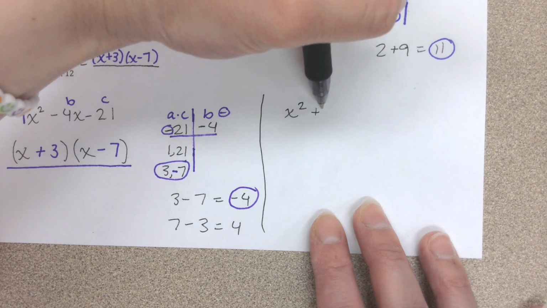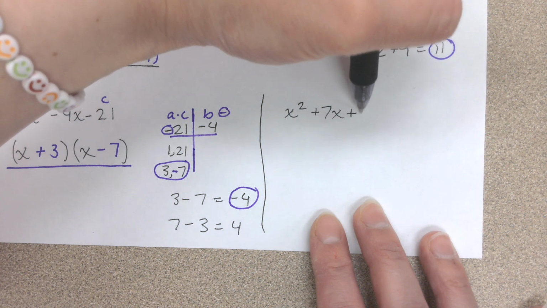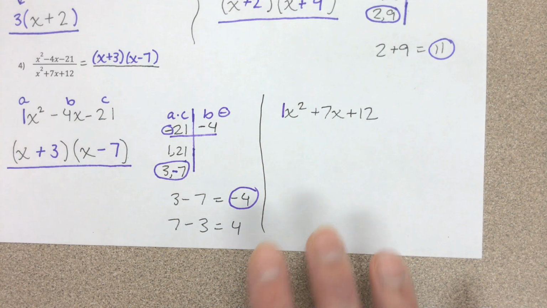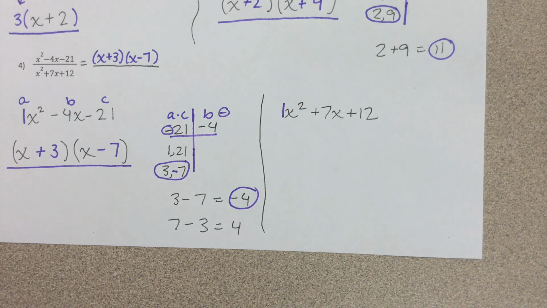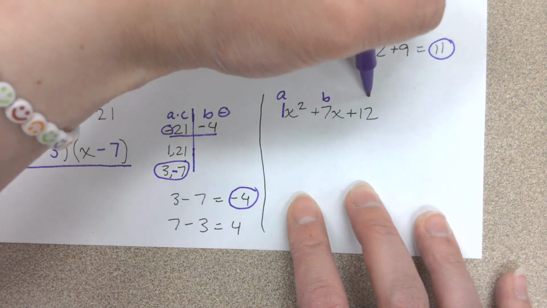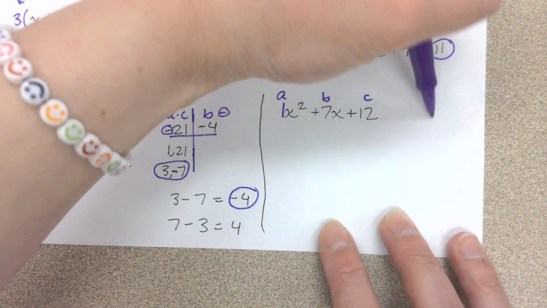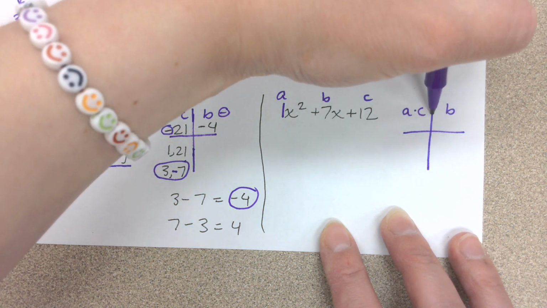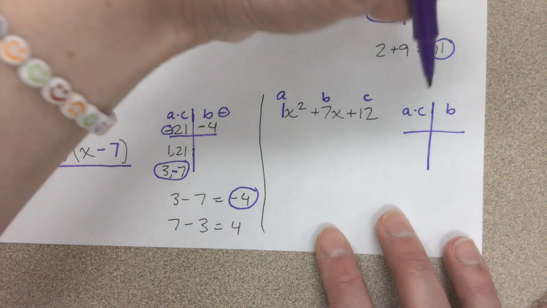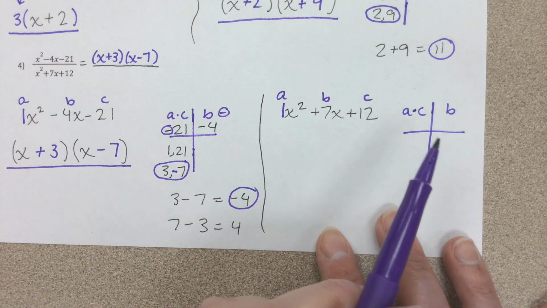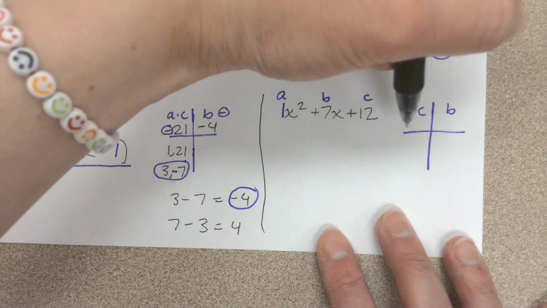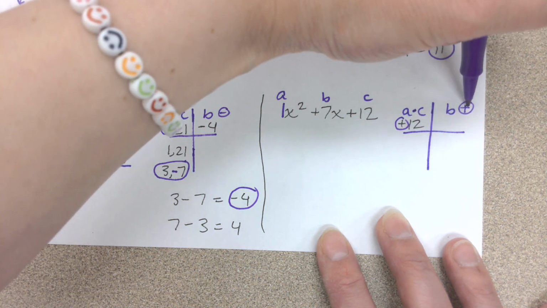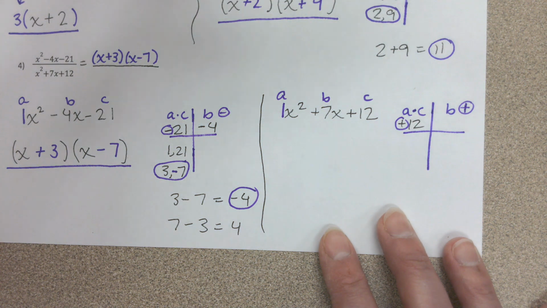X squared plus 7x plus 12. Once again, the first number is 1, so no GCF. We'll go straight into the ACB chart. Label A, B, C. And then our ACB chart is A times C on the left, B on the right. A times C, 1 times 12, that's positive 12. Since it's positive, we're going to be adding on the right side. And B is 7.